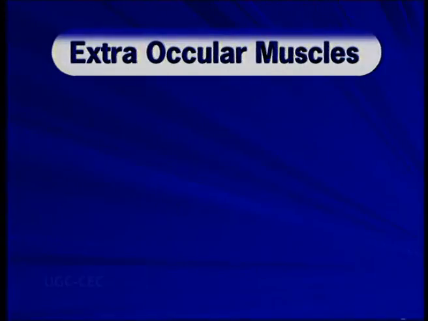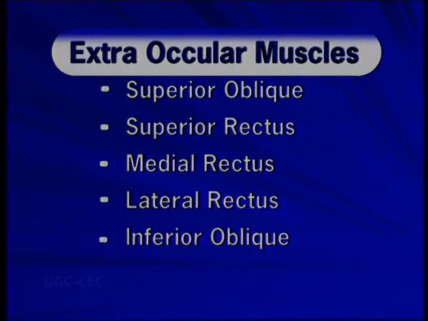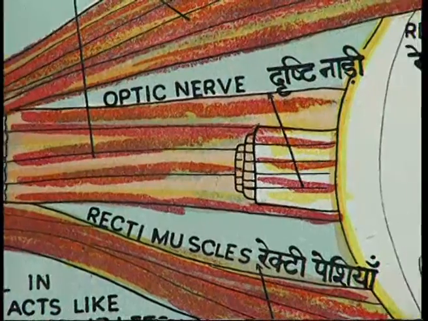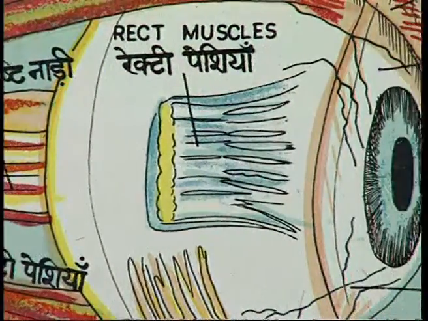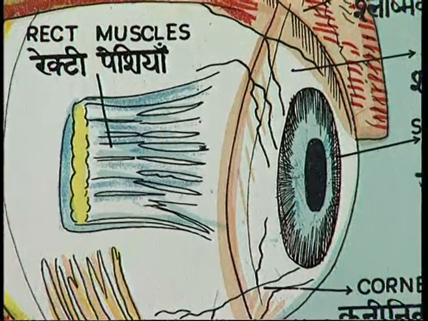The names of these 6 extraocular muscles are superior oblique, superior rectus, medial rectus, lateral rectus, inferior oblique and inferior rectus. These 6 muscles rotate or move the eyeball according to the desire of the person. The medial rectus muscle moves the eyeball in the adduction, medial or inward direction towards the nose. The lateral rectus muscle moves the eyeball towards the outward, lateral direction, which is the abduction condition.